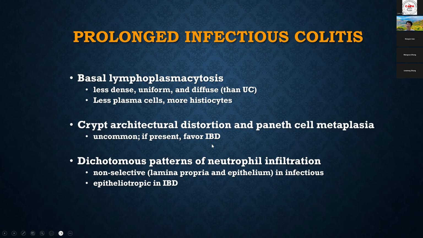And another very important thing is neutrophilic infiltration in infectious colitis. You can see it both in the lamina propria and epithelium. But if you have IBD, most often the neutrophils are in the epithelium. And this is a very important feature to distinguish IBD versus non-IBD.